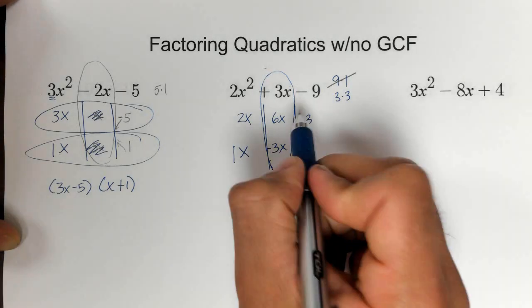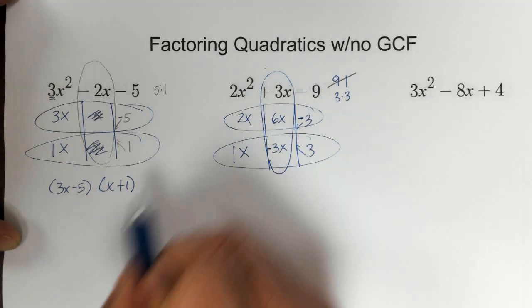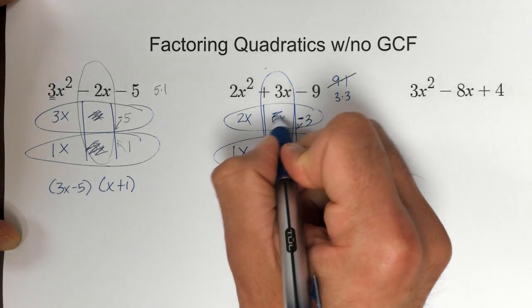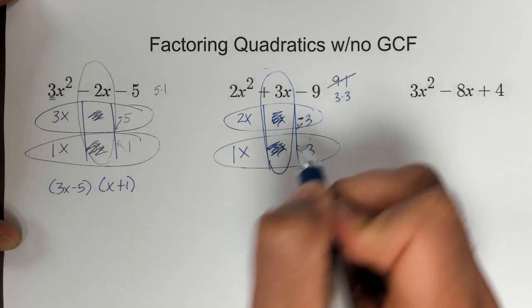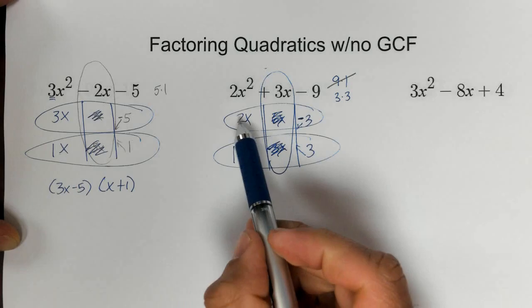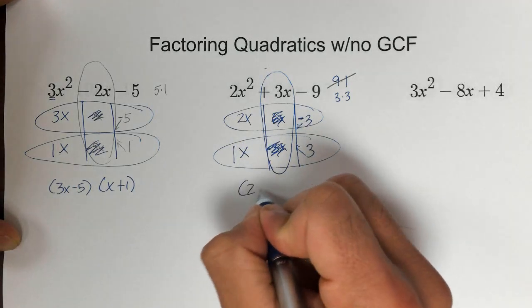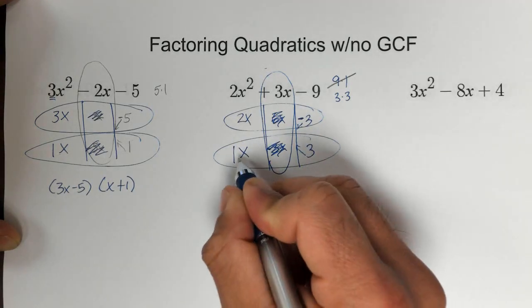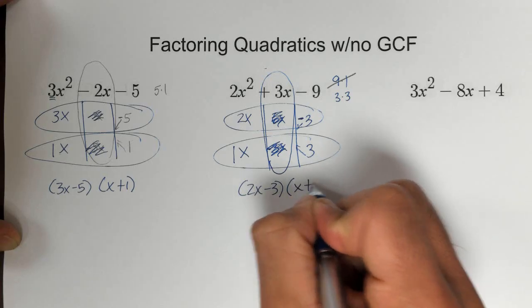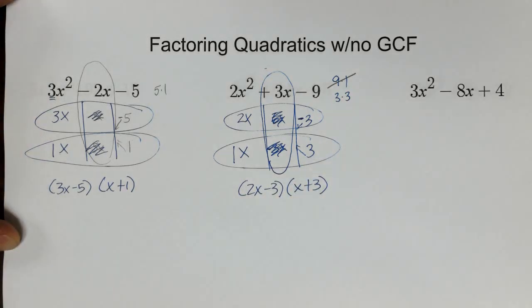And now I can group my factors. The middle column is just to check your work, right? 2x minus 3 is my factor. And my other factor is 1x plus 3, because it's positive. Why don't you pause this next one and see if you can get the same thing as I do.